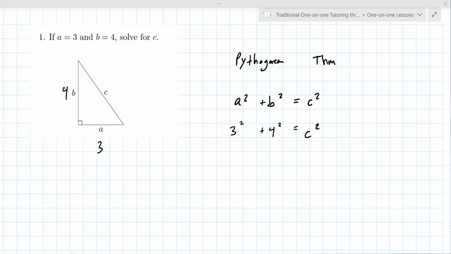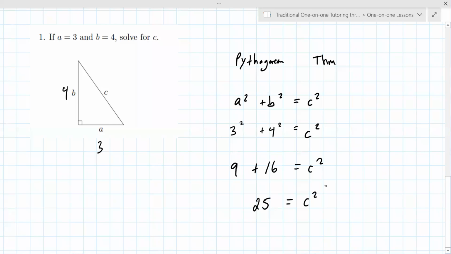What is the value of 3 squared? What is 3 times 3? 9. Plus, what is 4 squared? That is going to be 16. Okay. What is 9 plus 16? Let me know when you're ready. What is 9 plus 16? 25.